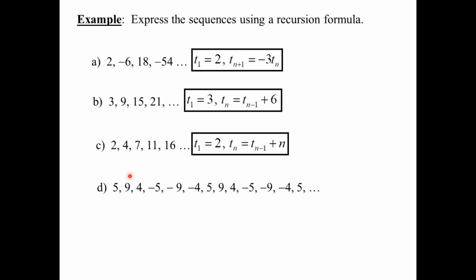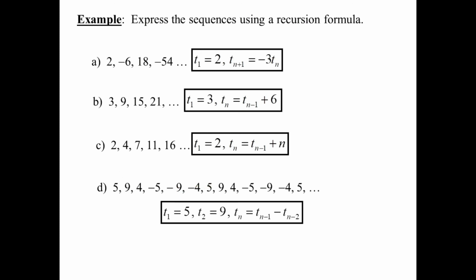And so by looking at the terms and thinking about how they're generated from their neighbors, we can come up with the recursive formula, which says that each term is the previous term, subtract the one that came before that. And if you have 2 of these, then you need to knock over the first 2 terms. I call them knocking over because it's like dominoes. Once you push them over, they push the rest of the dominoes over. So we need to say that t sub 1 is 5 and t sub 2 is 9, and then each term is the previous term, subtract the one that came before that.